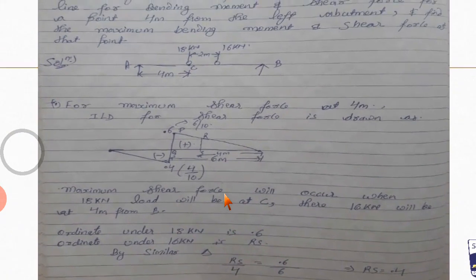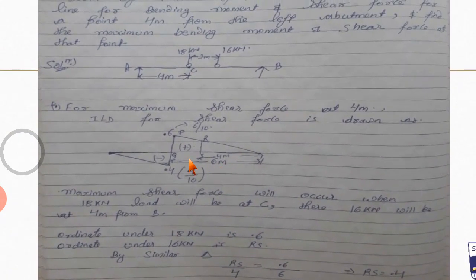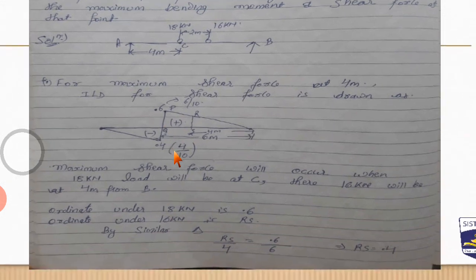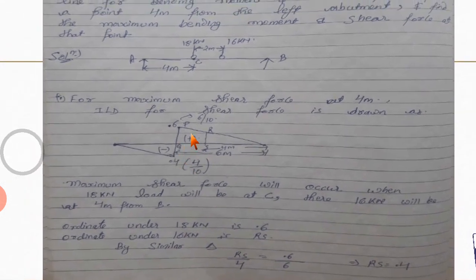What he's trying to say is that when 18 is multiplied by 0.6, this is a bigger ordinate and this ordinate is smaller. So if we multiply 18, which is a greater number, with the greater ordinate, only then will we get the maximum value. So we will multiply 18 with 0.6. This is trial and error. Okay, now we will move forward.